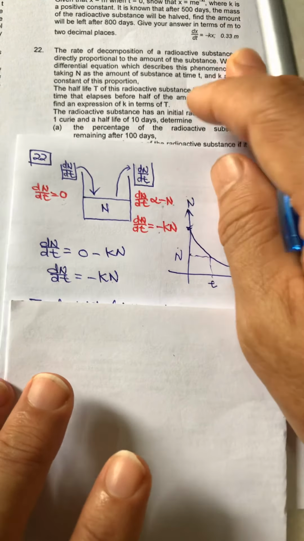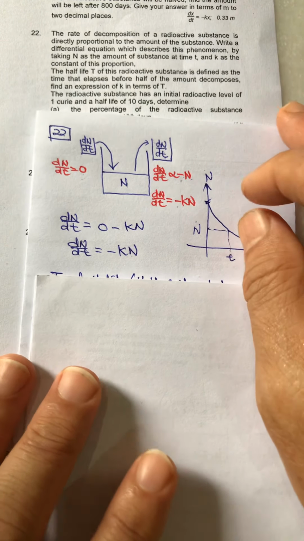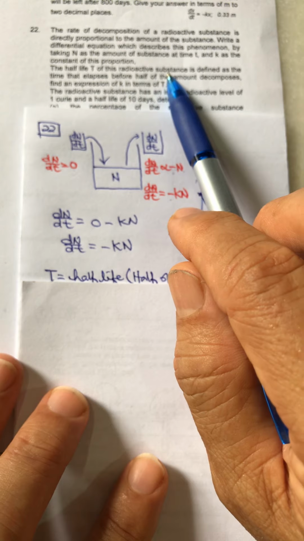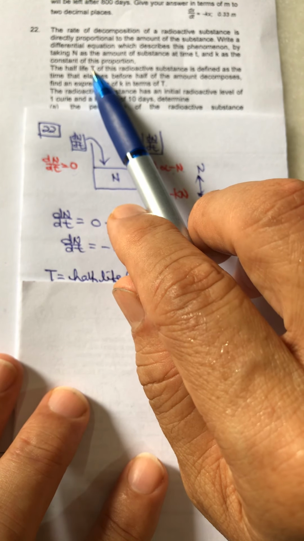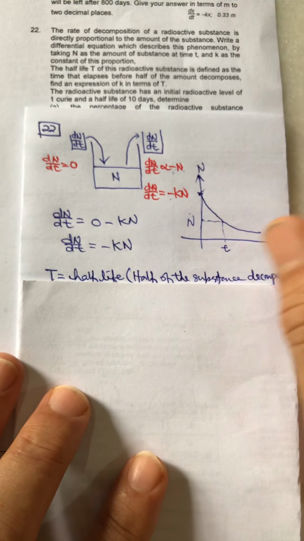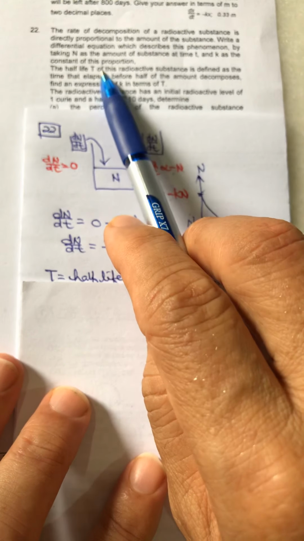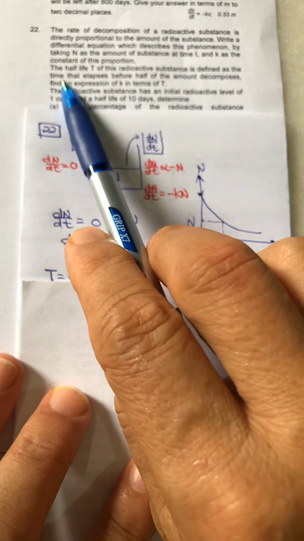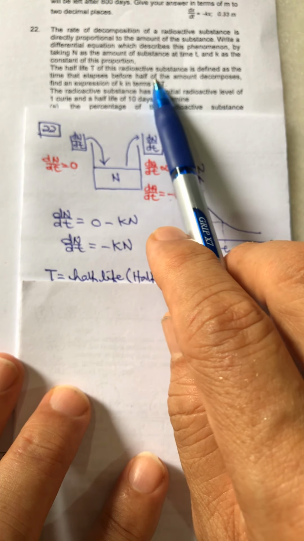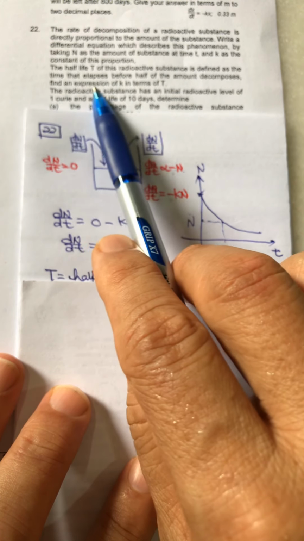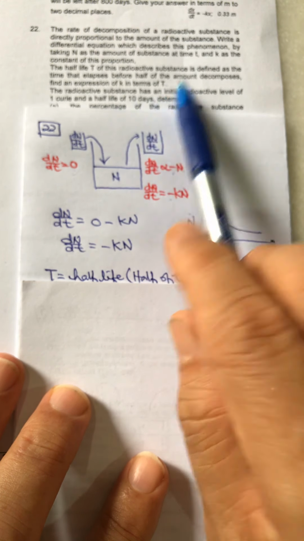Question number 22. Then the half-life T of this radioactive substance. What is half-life? Half-life means the time for half of the substance to be decomposed. It's defined as the time that lapses before half of the amount decomposes. Find an expression for k in terms of T.